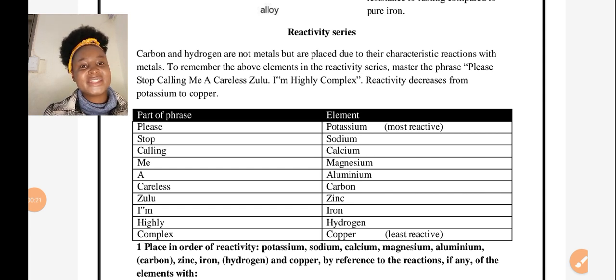We are almost done with the chemistry session, and today we are looking at the reactivity series.